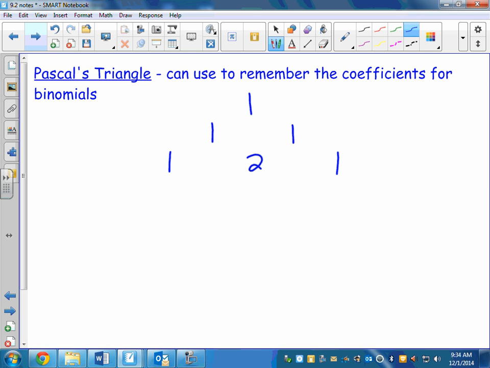But again, a 1, and then what number is going to go here? 1 plus 2 is 3. 2 plus 1 is 3, and there's always a 1 on the outside. 1, and I'm just going to add it up. 3 plus 1 is 4. 3 plus 3 is 6. 3 plus 1 is 4.